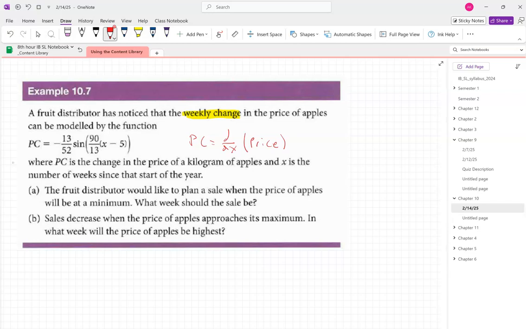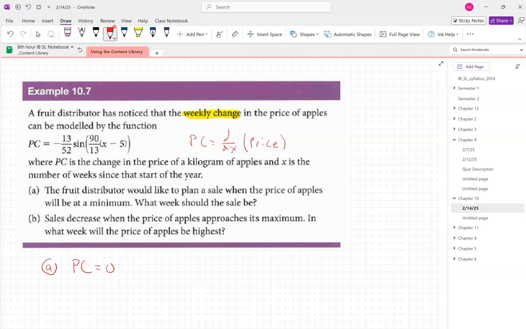P' is the derivative of some price function. It's already given you the derivative. That's the tricky part. You had to read the question and understand the context, that it's giving you a rate function, the price change per week. That's a derivative of the price function with respect to weeks. So if I want to find out when the price of apples is at a minimum, I'm just going to be taking P' and setting it equal to 0, doing a first derivative test.